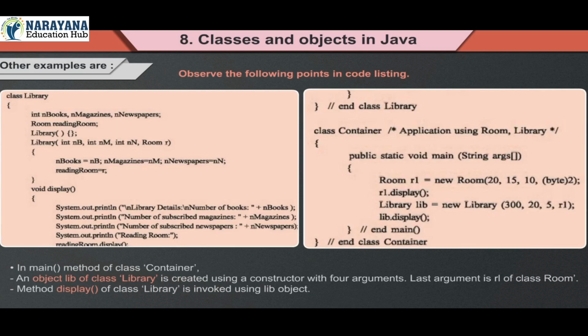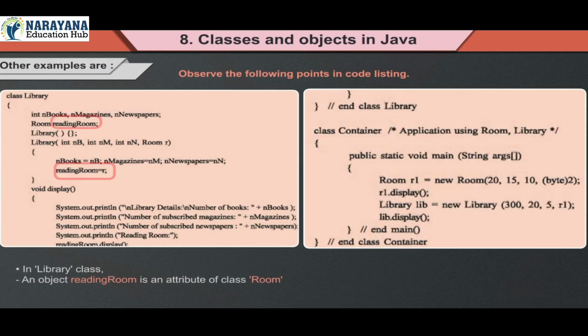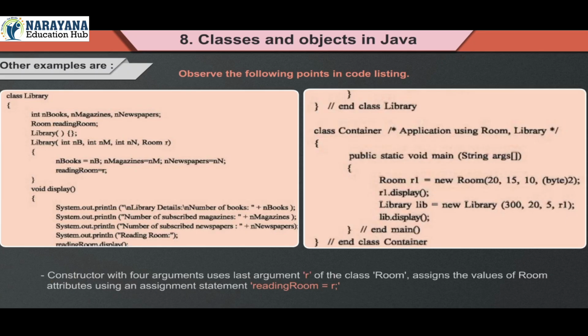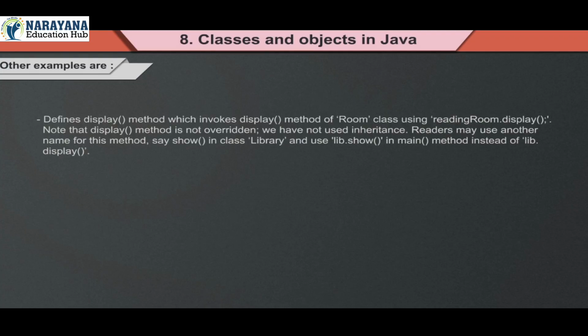Observe the following points in the code listing. In the main method of class container, an object lib of class library is created using a constructor with 4 arguments. The last argument is R1 of class room. Method display of class library is invoked using the lib object. In the library class, an object reading room is an attribute of class room. The constructor with 4 arguments uses the last argument R of the class room and assigns the values of room attributes using the assignment statement readingRoom = R. It defines the display method, which invokes the display method of the room class using readingRoom.display.